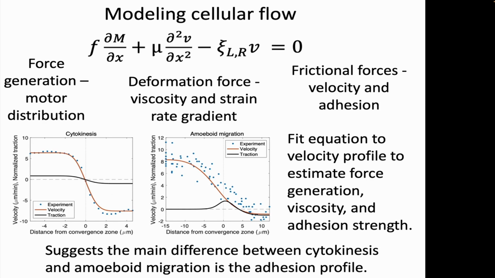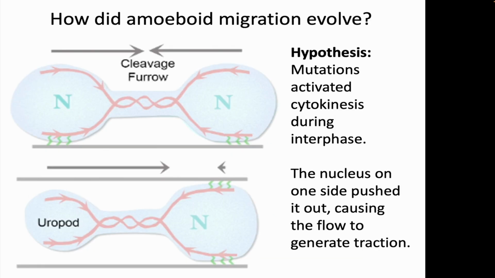And very simply, that is that in cytokinesis, adhesion is symmetrical on both sides, and in ameboid migration, adhesion is asymmetrical. So the cells just interact on one side with the substrate. And you could see that in the movies. Now, in terms of how ameboid migration evolved, a hypothesis that we're proposing is that perhaps mutations activated cytokinesis during interphase.